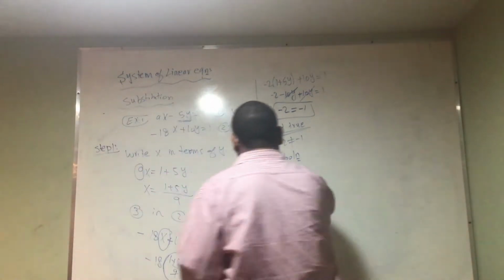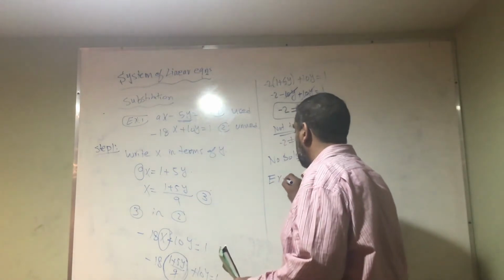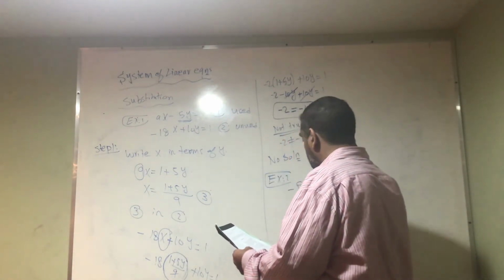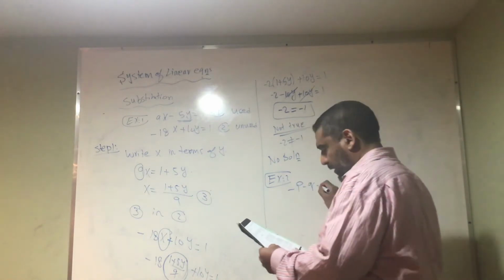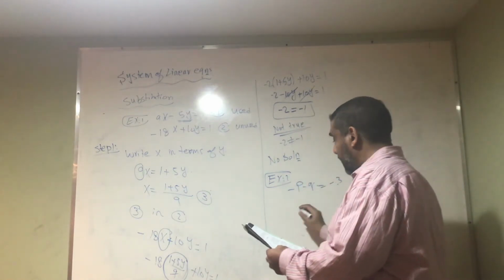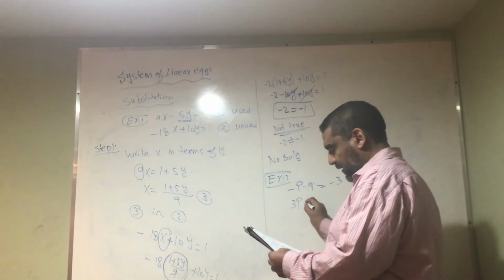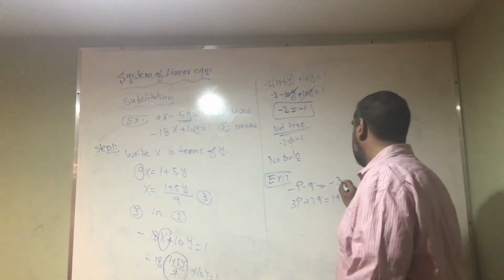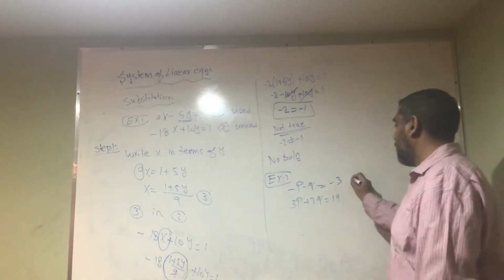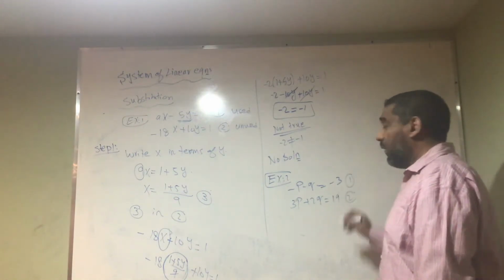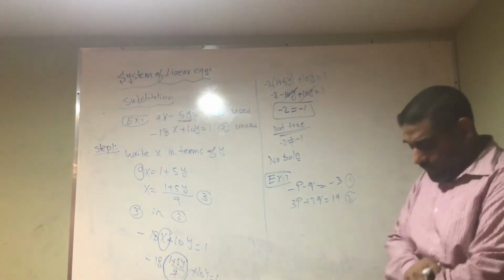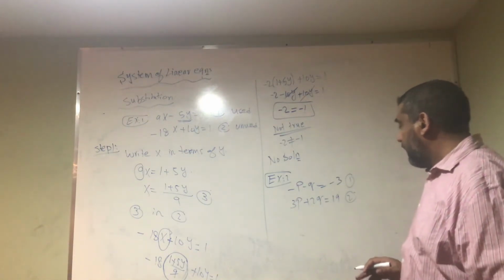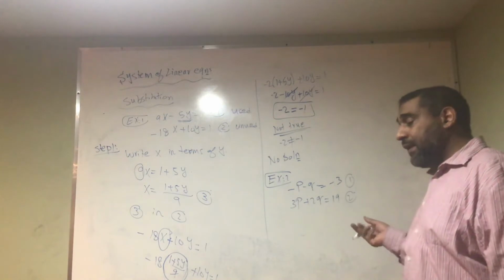So I give you another example here, guys, example number 2. They ask you to solve by substitution: minus p minus q equal minus 3, and here 3p plus 2q equal 19. That is equation 1 and that is equation 2. What are my unknowns? Your unknowns here are p and q. I need to solve that: I need to get p and I need to get q.